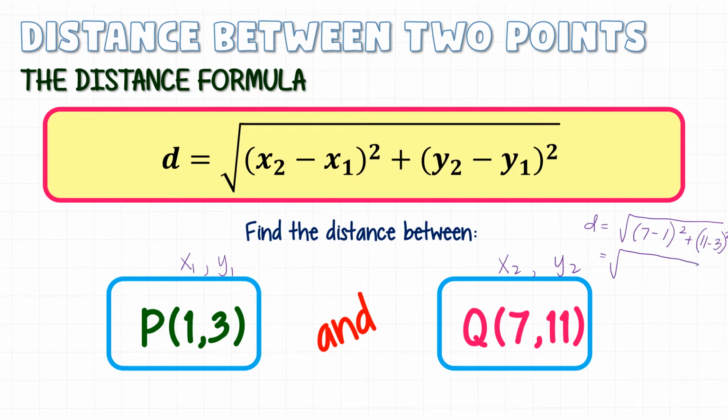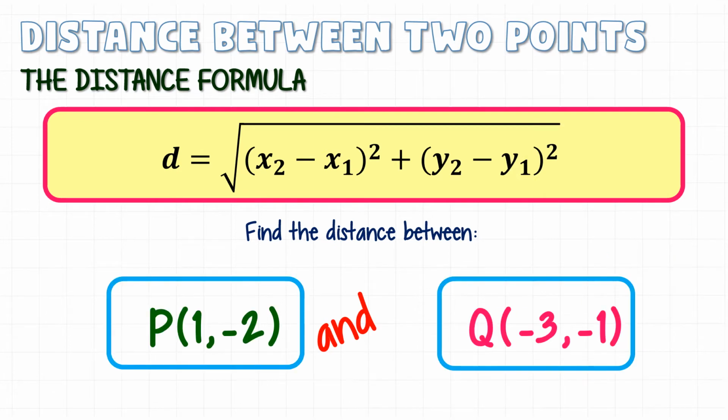Saan ba ito patungo? 7 minus 1 is 6 squared, plus 11 minus 3 is 8 squared. 6 squared is 36, same lang din pala kanina, ano? And 8 squared is 64. Therefore, we have square root of 100 equals 10. So, automatic will take the positive or the principal root since we are talking about the distance. So, the distance between points Q and P is 10 units. Okay? Ganun lang siya.